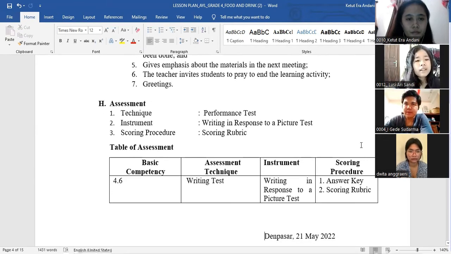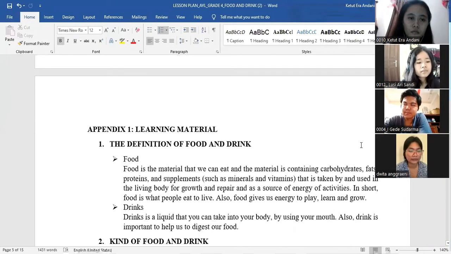H. Assessment. Number 1, the technique is performance test. Number 2, the instrument is writing in response to a picture test. And number 3, the scoring procedure is scoring rubric. Here is the table of assessment. Basic competency 4.6. The assessment technique is writing test, the instrument is writing in response to a picture test, and the scoring procedure: number 1, answer key; number 2, scoring rubric. Okay, that's all about the explanation.